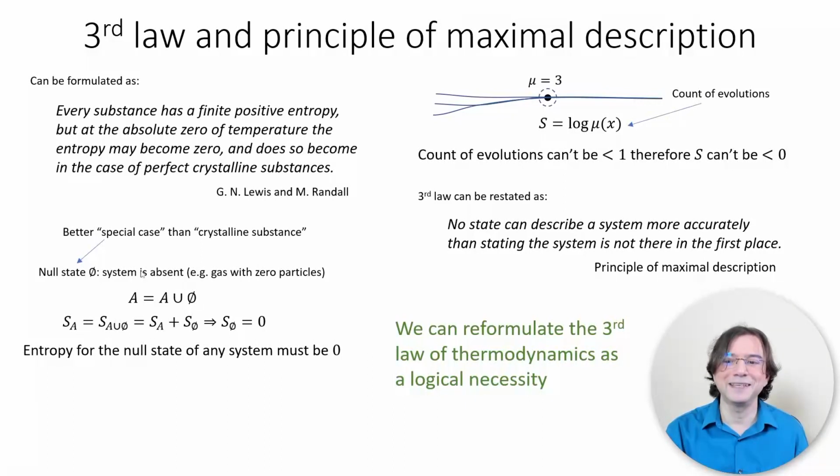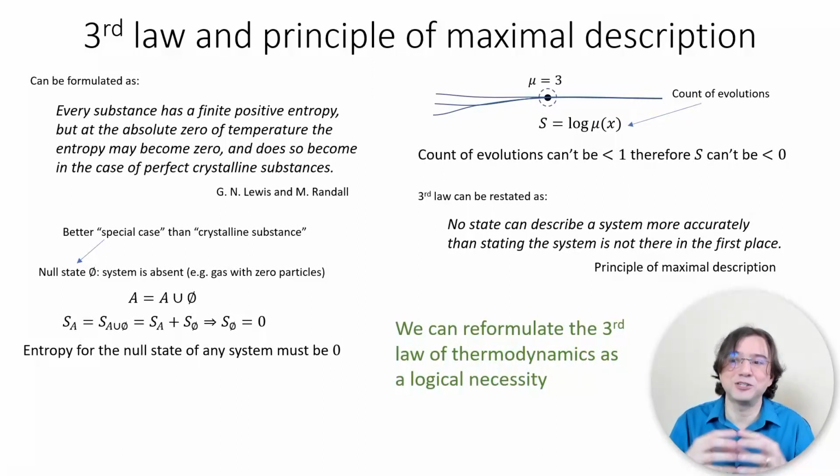And since entropy has to be additive, and since nothing is independent from anything else, you can show that the thermodynamic entropy actually has to be zero, just from those requirements. Another way to see that is that if the entropy is the logarithm of the count of evolutions, well, it doesn't make sense to have a count of evolutions that is less than 1. It has to be 1 at minimum, and so the entropy cannot be less than 0.